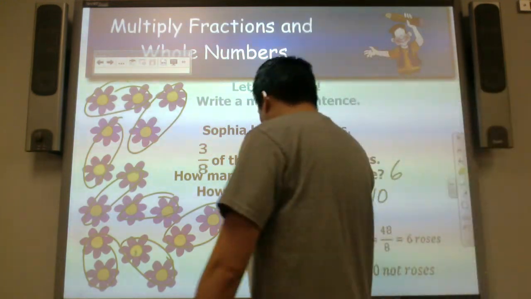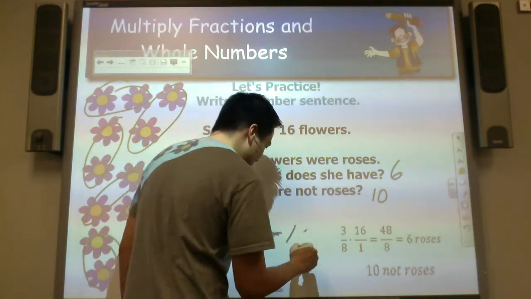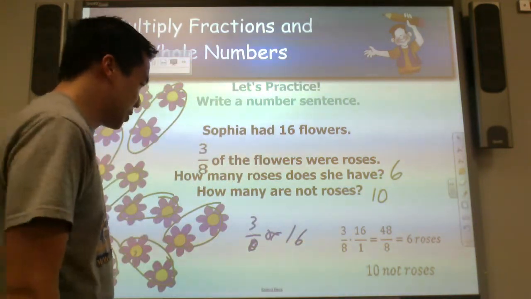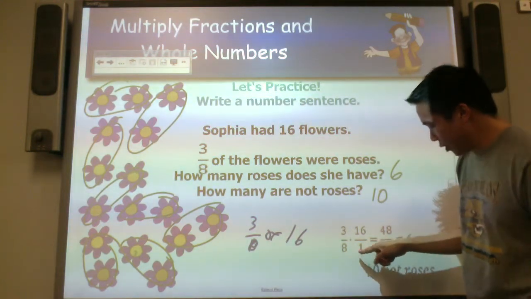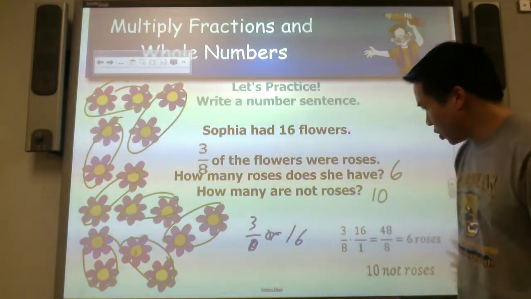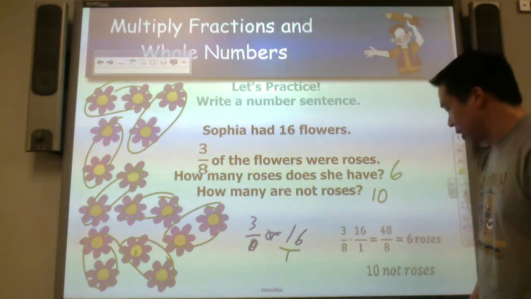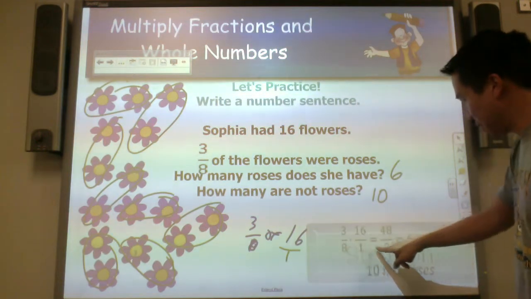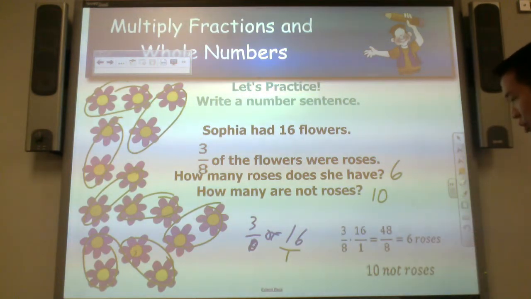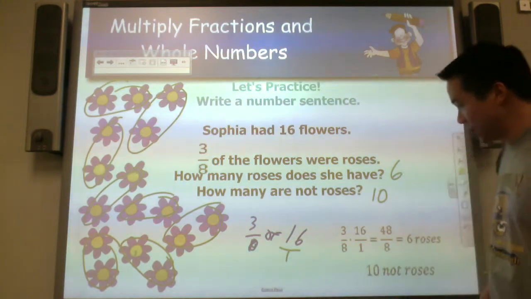So I know 3/8 of 16 are roses, or were roses. So what they did in here, they multiplied mixed number, that's okay. Turn this to a fraction and times away. So they multiplied 3 times 16 is 48. And 8 times 1 is 8. How many 8's go in 48? 6 roses.